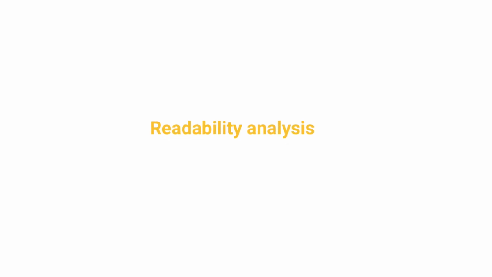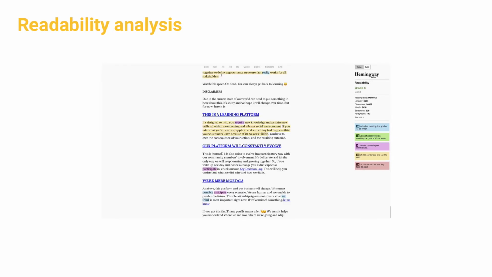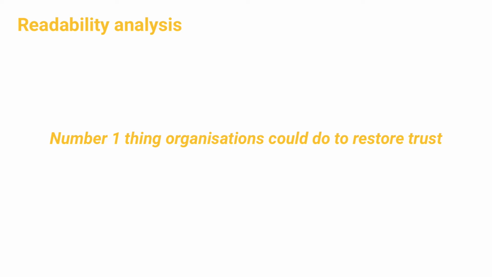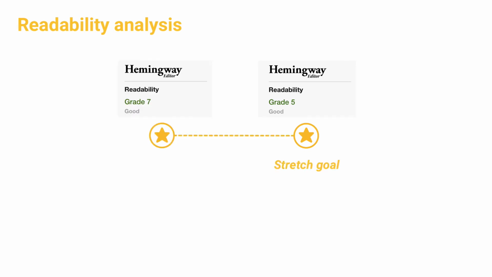Let's start with the simple stuff. Readability analysis. This is your low-hanging fruit. Remember, in previous lessons we've discussed the US financial services study that called out the notion that consumers believed easier to understand terms and conditions were the number one thing that would restore their trust in companies. Make this a reality. Aim for grade 5 readability as a stretch goal. Grade 7, it's probably good enough.